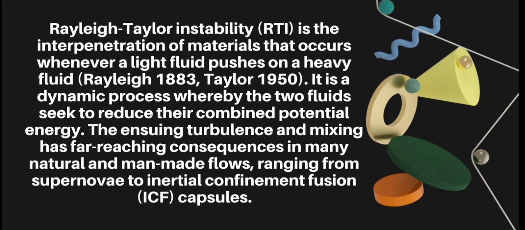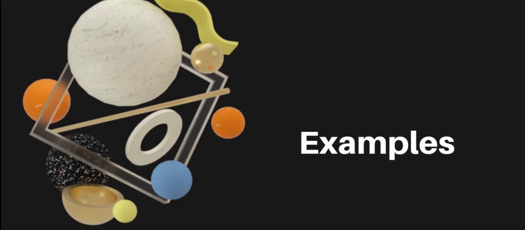confinement fusion capsules. So it means that in the Rayleigh-Taylor instability, the light fluid is going to push the heavy fluid, which means the light fluid is going to sink and the heavy fluid is going to rise. What are some examples of the Rayleigh-Taylor instability?